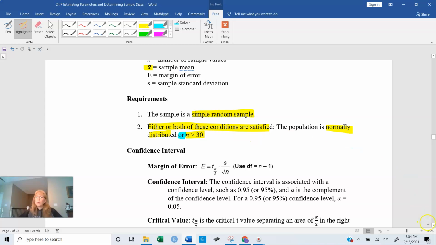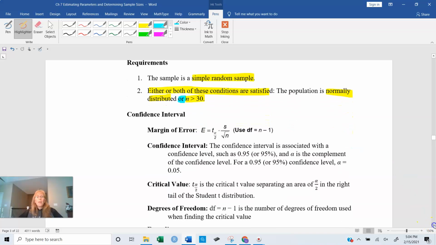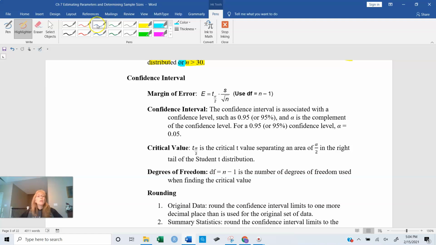Now, for the margin of error, we do have a calculation. This time it's a t, because it's for your mean, so it uses t of alpha over 2 instead of z of alpha over 2. This is your standard deviation over the square root of how many you have. It uses degrees of freedom, and degrees of freedom is one less than the number of people you sampled. So nothing too exciting.